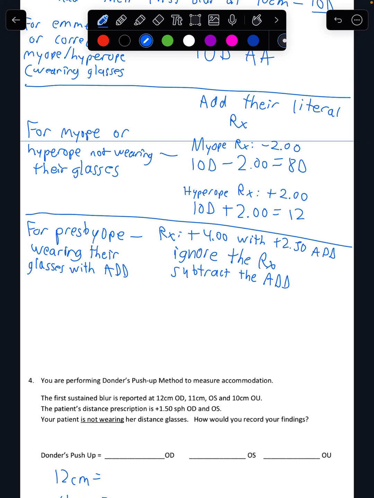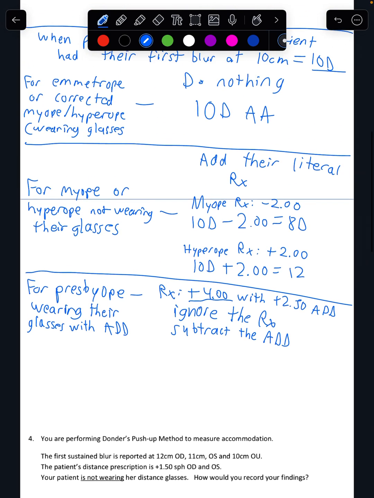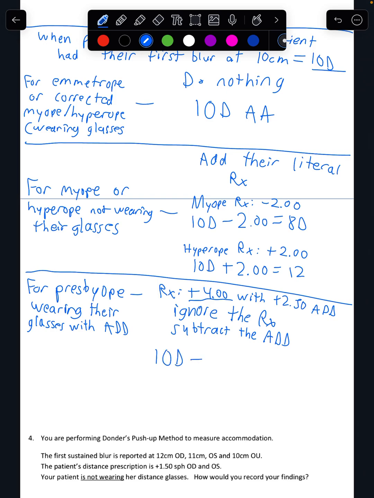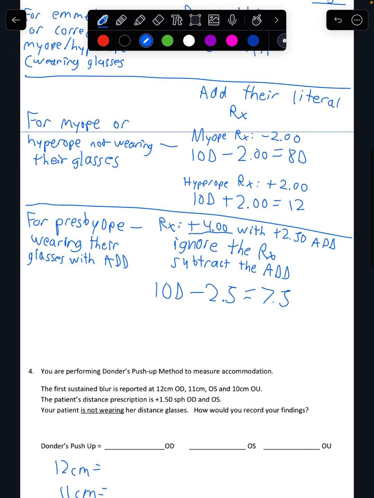And then for presbyopes, since they're wearing their prescription, their eye is the same amount as an emmetrope, but their add power is giving them additional power. So with this situation, we're going to ignore the prescription. So this patient is a plus 4 with a 250 add. It doesn't matter what the prescription is. We're just going to ignore that, and we're just going to subtract the add from our distance. So again, 10 diopters, and this time we're going to subtract 2.5, and we're going to be left with 7.5 as this patient's accommodative amplitude.